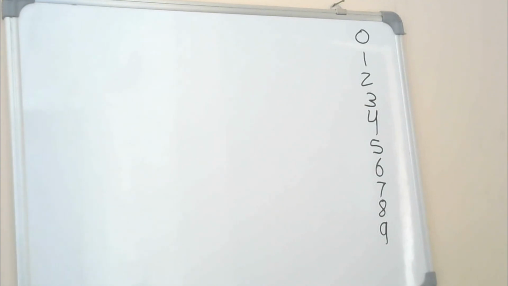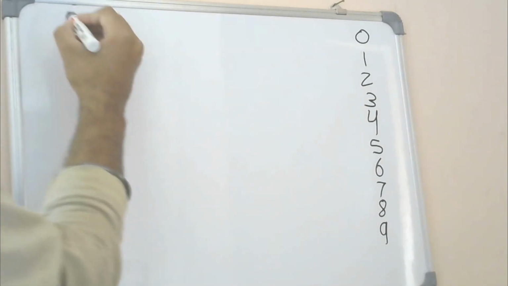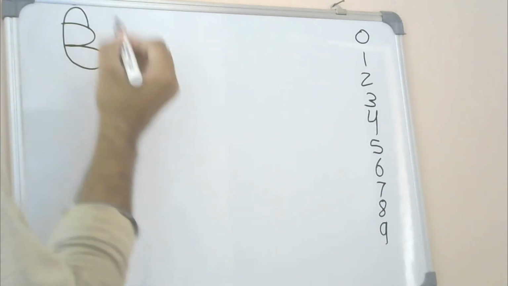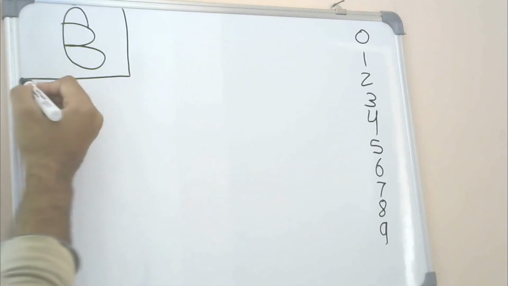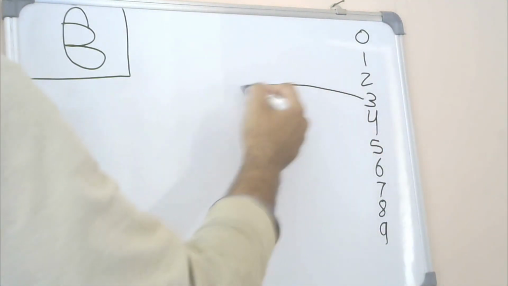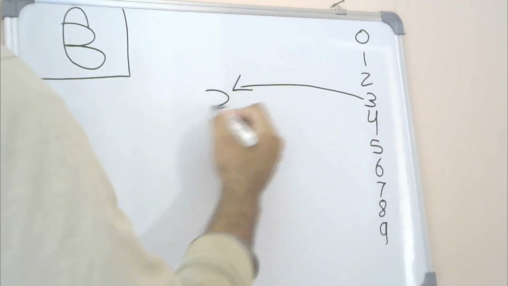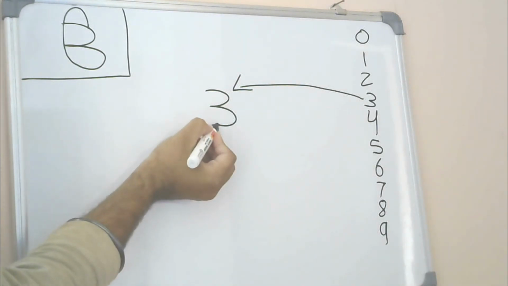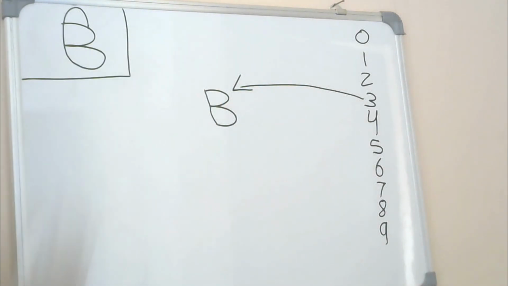The first letter in Gurmukhi is Uda. First step, how to write this letter. What I'm going to do is bring this 3 here and then connect the edges. It will look like a B in English.